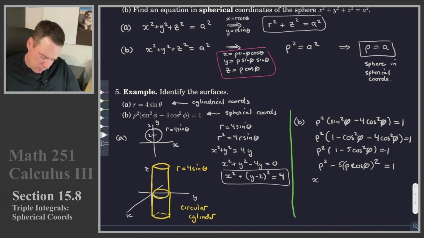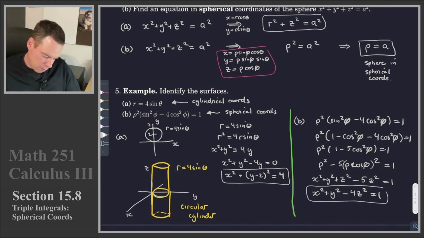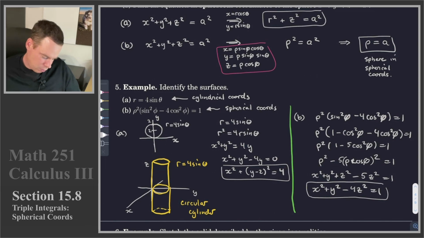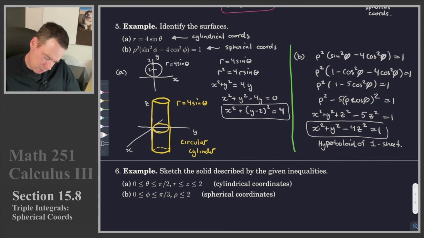And rho squared is x squared plus y squared plus z squared. And then we've got minus 5 z squared is equal to 1, or x squared plus y squared minus 4z squared is equal to 1. So there is our rectangular coordinates equation for this surface, and this is a hyperboloid of one sheet. So it's going to look something like this. I'll just draw a quick sketch of it down below.